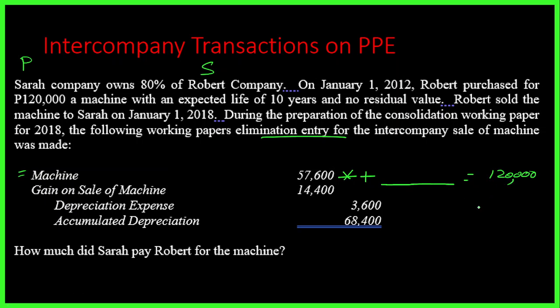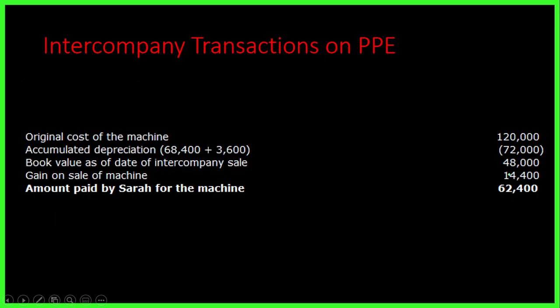Let's try to do that. 120,000 minus 57,600. So we can assume that this one is acquired at 62,400. After this elimination entry, your machine will now be restored to 120,000 pesos. So that's the easiest way. Is it 62,400? Yes, 62,400. Another way is to use this approach.